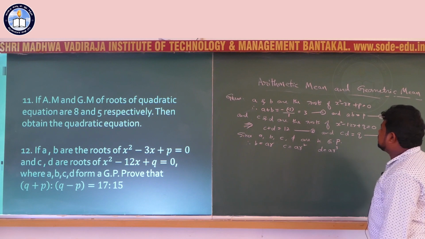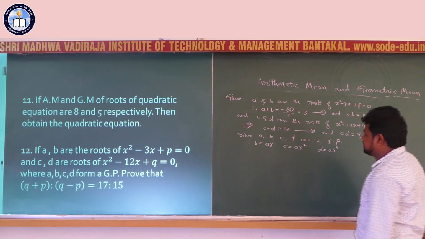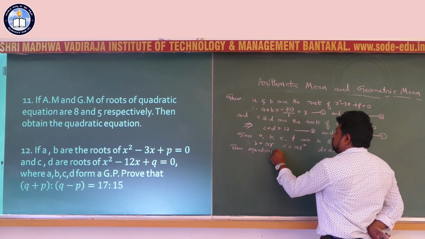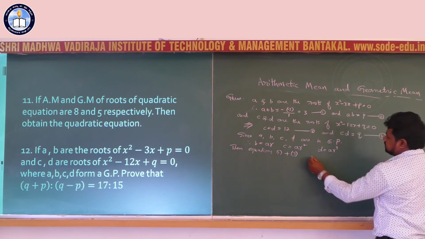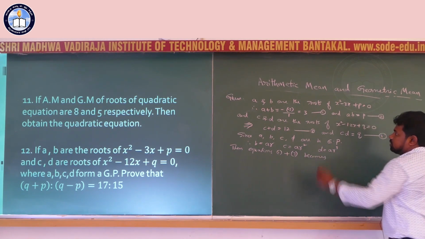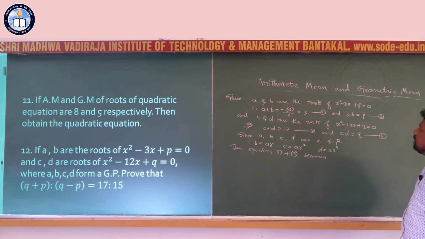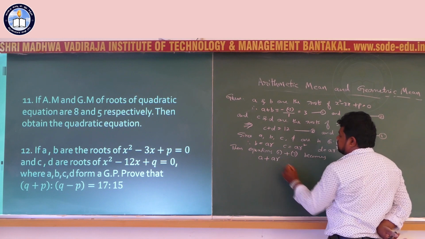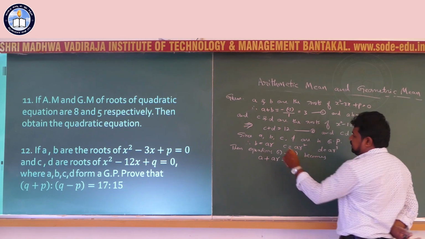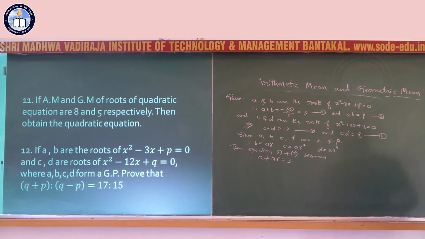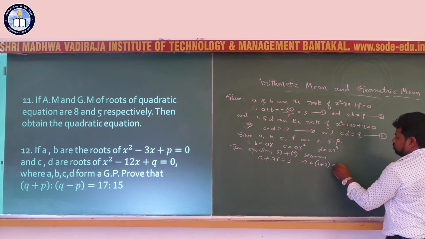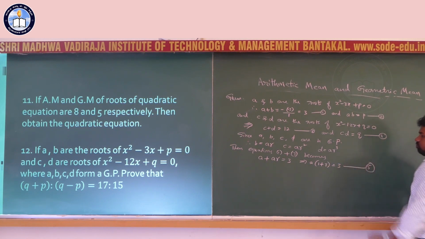Then equation 1 and 3 become: see here equation 1, A plus B equal to 3, but B is AR, so A plus AR equal to 3. It implies A into (1 plus R) equal to 3. Call it as equation 5.